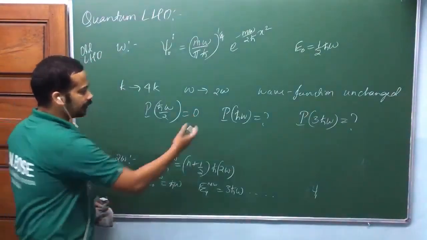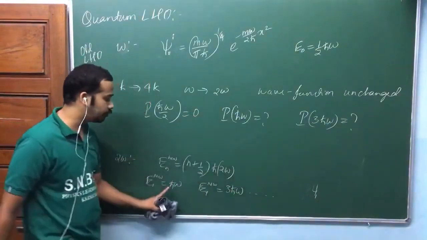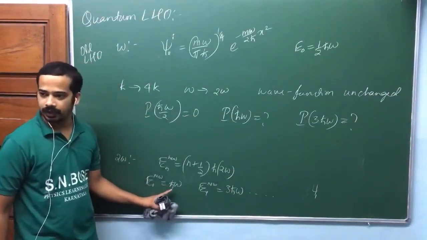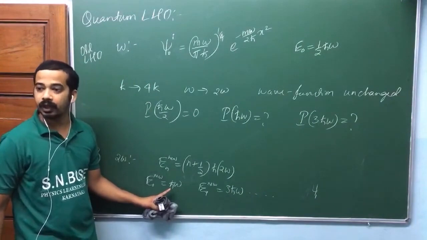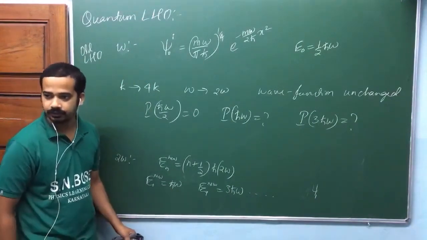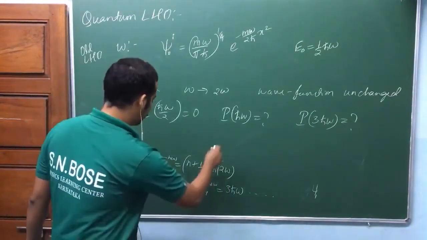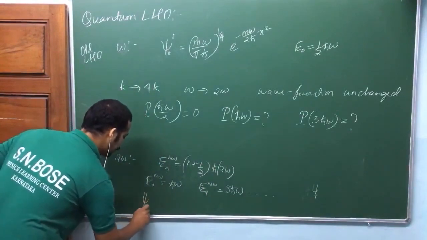Now, what is the probability of getting h bar omega? You may have a probability of getting h bar omega. It may be a possible outcome. Why? It is one of the eigenvalues. Now, to get the probability of h bar omega, I need psi naught new.